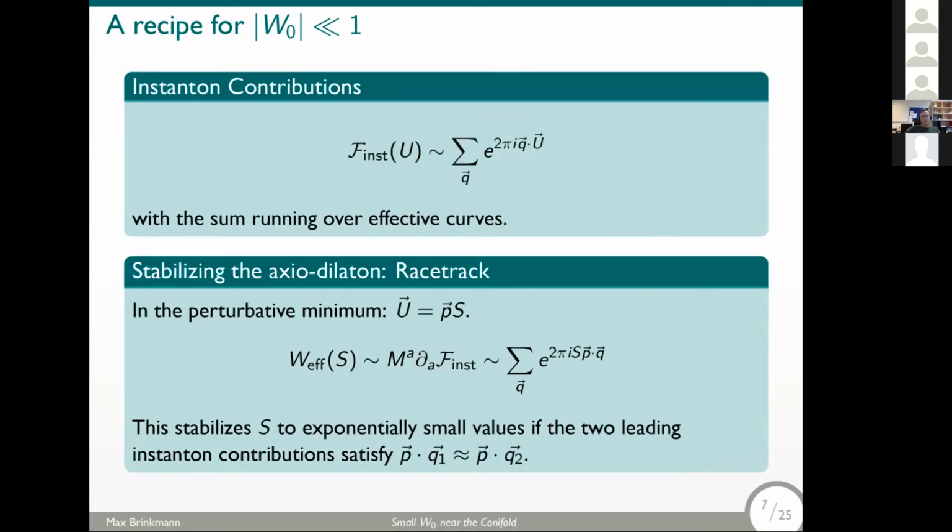In the last step, we want to include the instanton contributions to this perturbatively flat minimum. At large complex structure, the instanton sum is just a sum of exponentials in the moduli. Of course, in the perturbative minimum, all these moduli are just linear in the axiodilaton, and the effective superpotential is then also just a sum of exponentials in the axiodilaton. We should be able to nicely minimize this to a small value by a racetrack-like procedure if the two leading instanton contributions are similar enough.